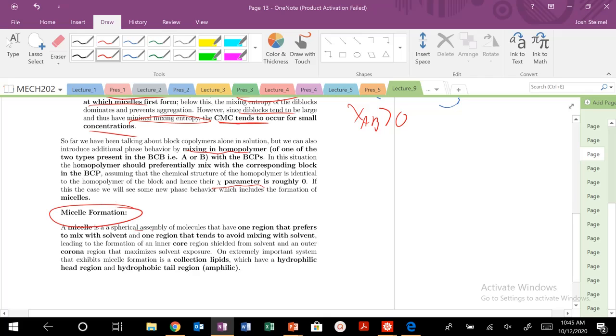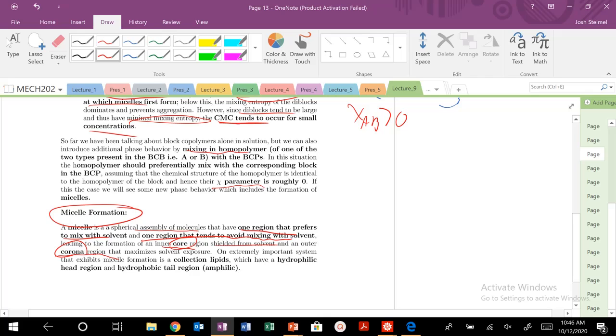Micelle formation is the spherical self-assembly of molecules, where one reagent prefers to mix with the solvent and one tends to avoid it. So we're going to be looking at specific examples of diblock copolymers A and B, but this is a very general behavior, and a very important one. The corona shields the core from our solvent, and the corona mixes with the solvent. That's the key aspect here. Corona mixes with solvent, core hides from the solvent.